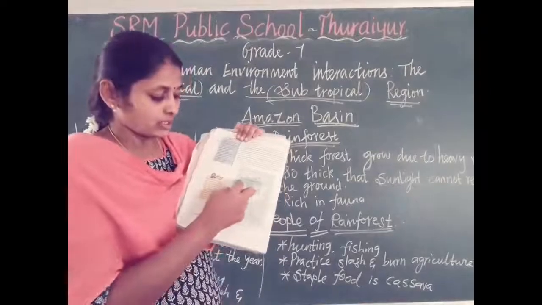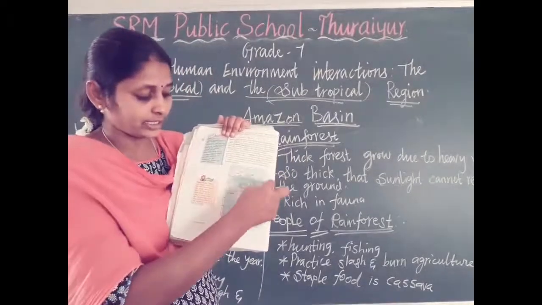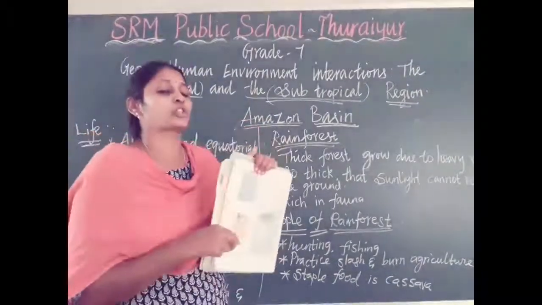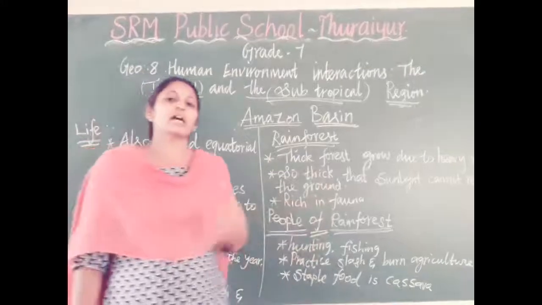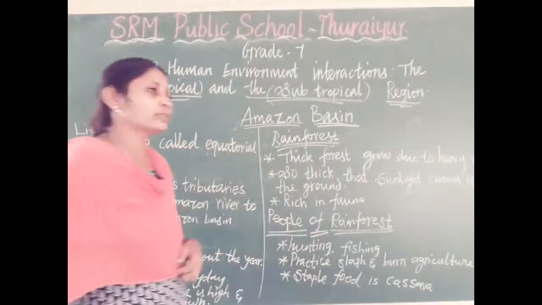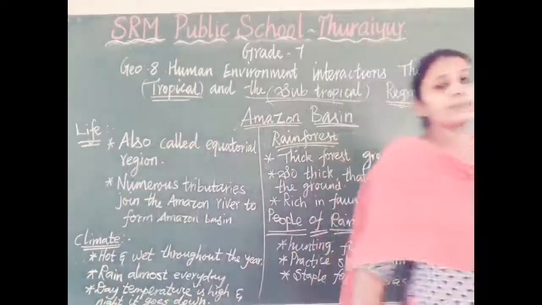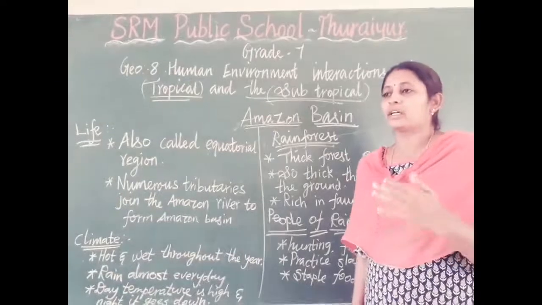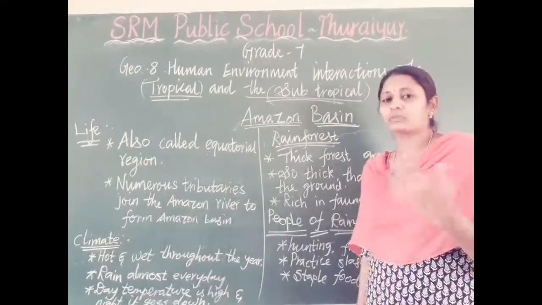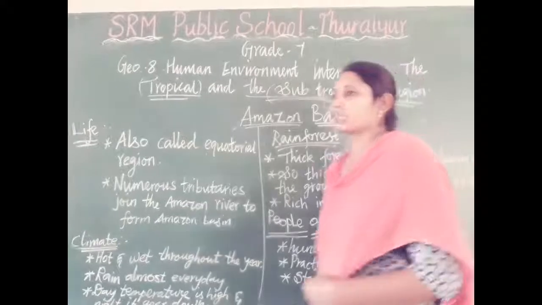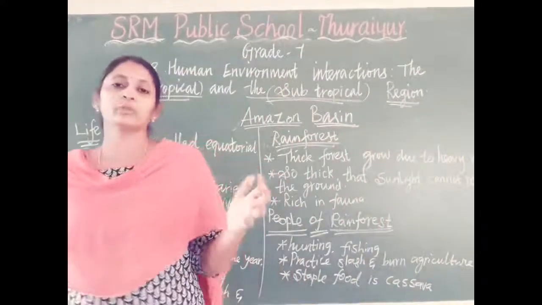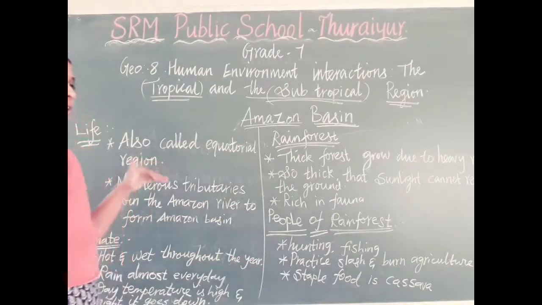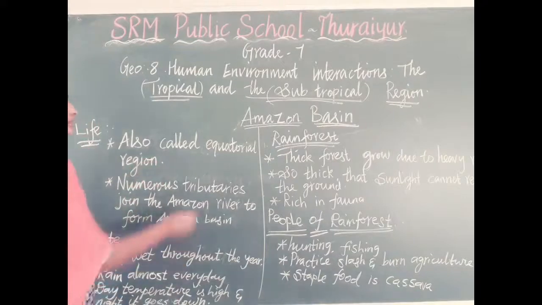The river flows from the western side to the eastern side. On the eastern side of South America we have the Atlantic Ocean, so the water finally meets the Atlantic Ocean. If you take a worldwide survey, the maximum amount of pure water joins the Atlantic Ocean with the help of the Amazon river. So the Amazon river carries the maximum amount of pure water in the world.